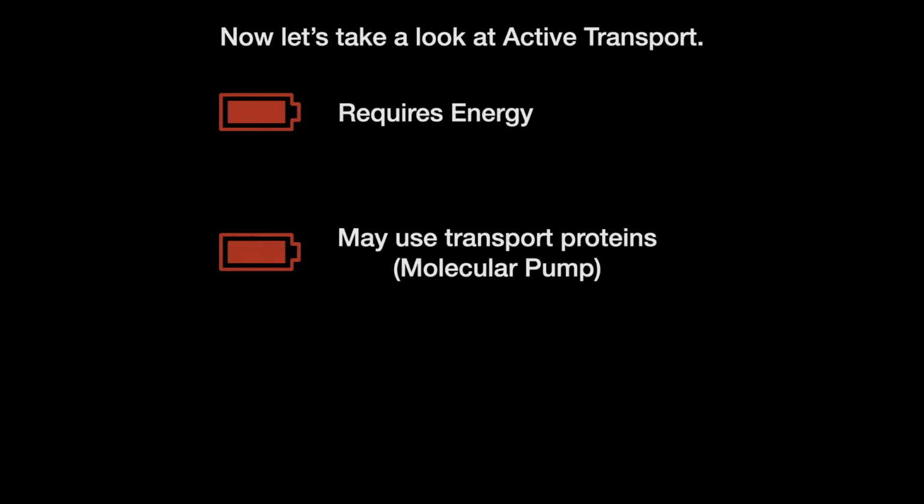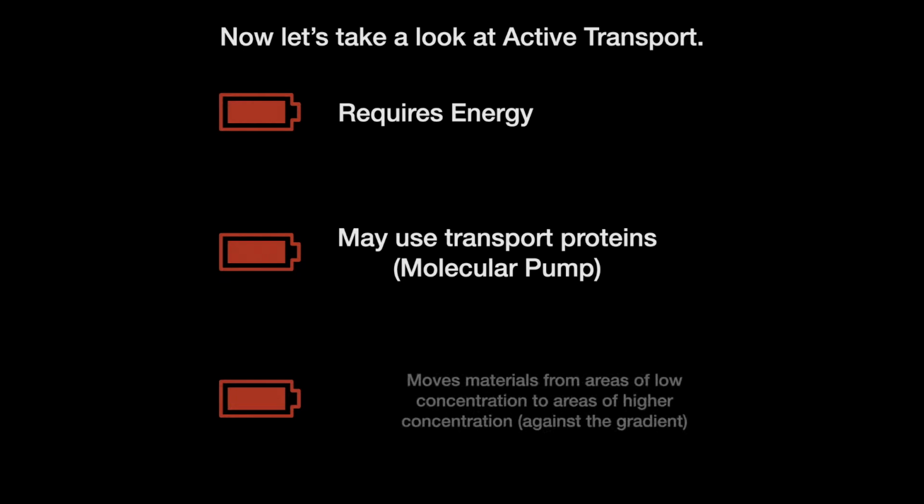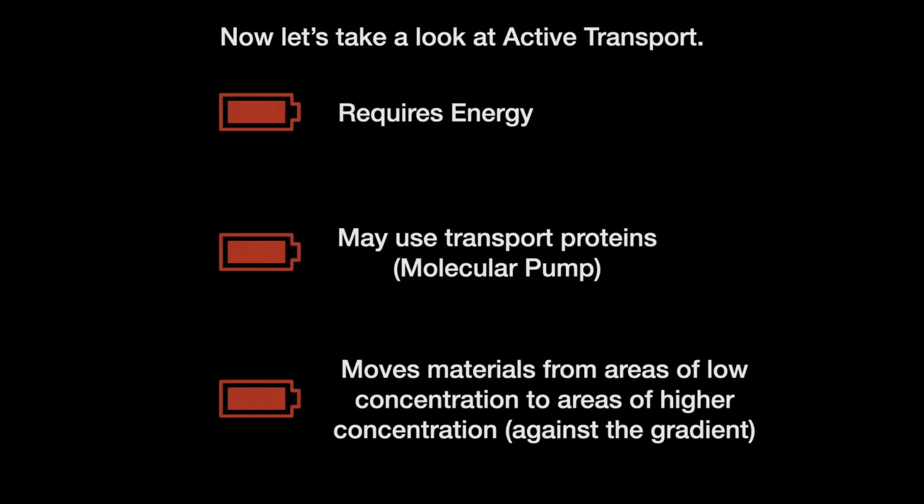The example of a molecular pump that we need to be familiar with is called the sodium-potassium pump, and we will take a look at that in just a few slides. Now, active transport does require energy, and it may use a transport protein. The reason it requires energy is because it's going to move materials from an area of low concentration to an area of high concentration, and we call that moving against the gradient.